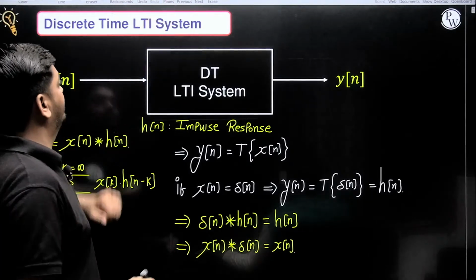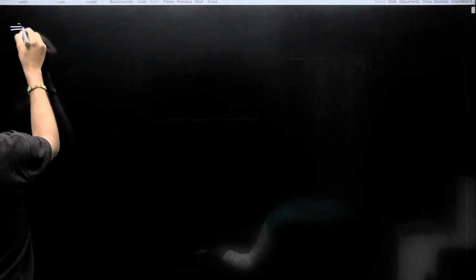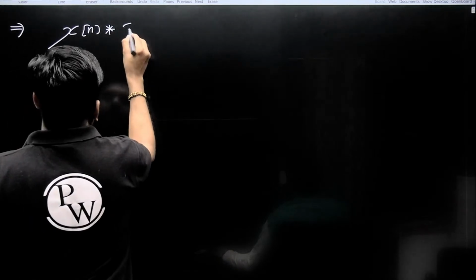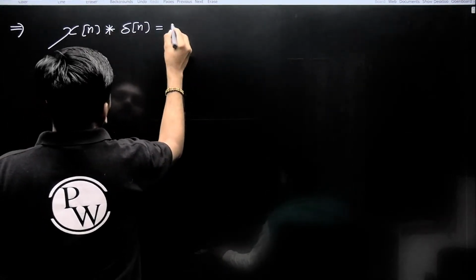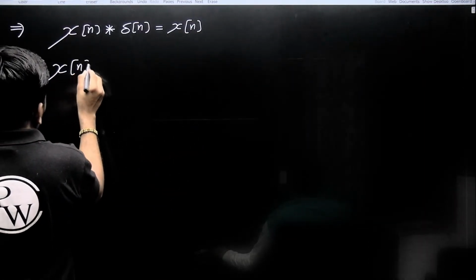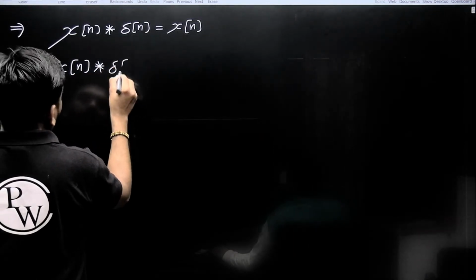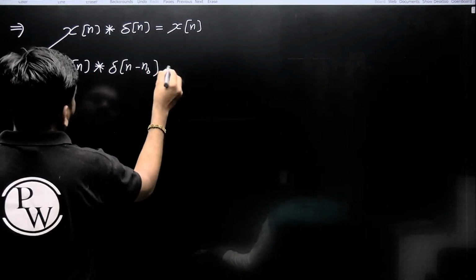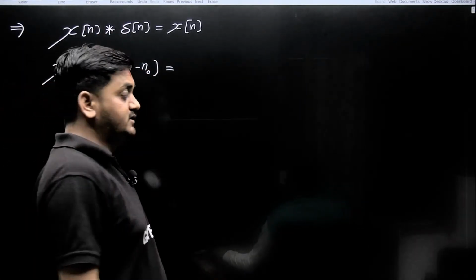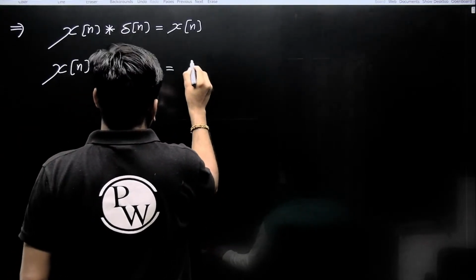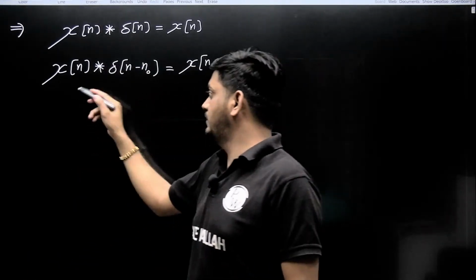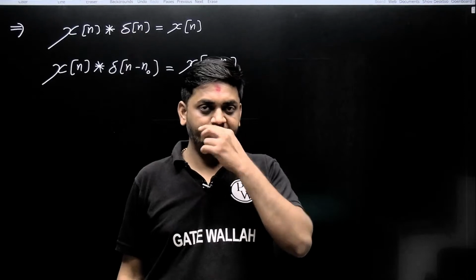So x of n convolution with delta n equals x of n, guys, and this is a time invariant system. So x of n convolution with delta n minus n naught: if there is a delay n naught in the input, and this is for a time invariant system, then you will get the same delay in the output also. That means x of n minus n naught, same as continuous time. Like in continuous time, x of t convolution delta t minus t naught equals x of t minus t naught.